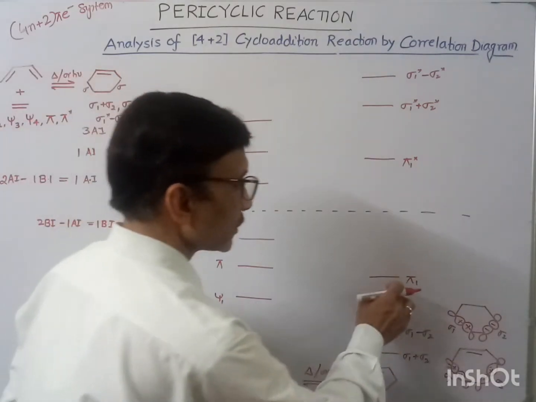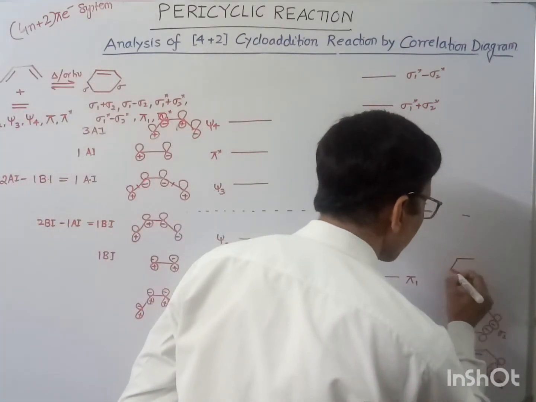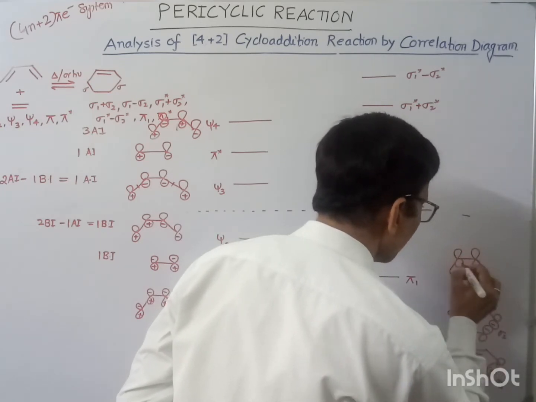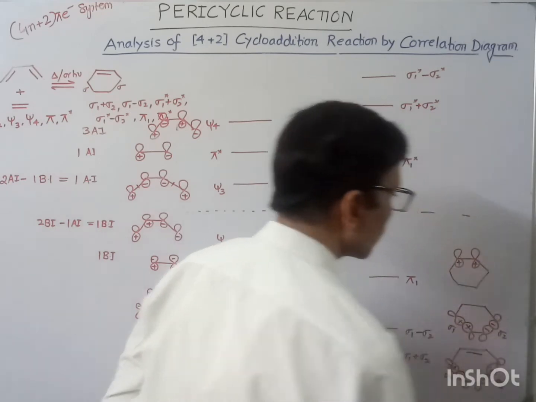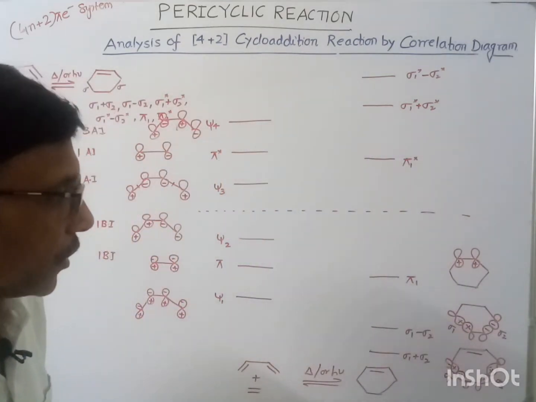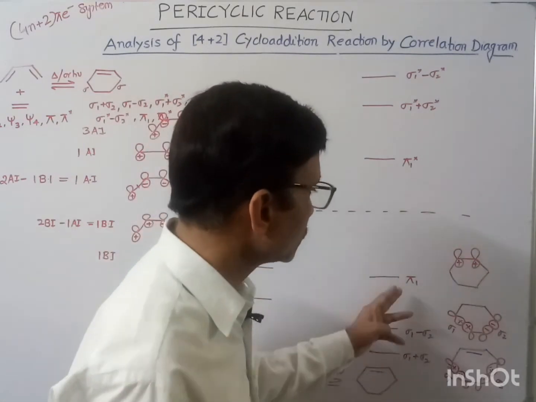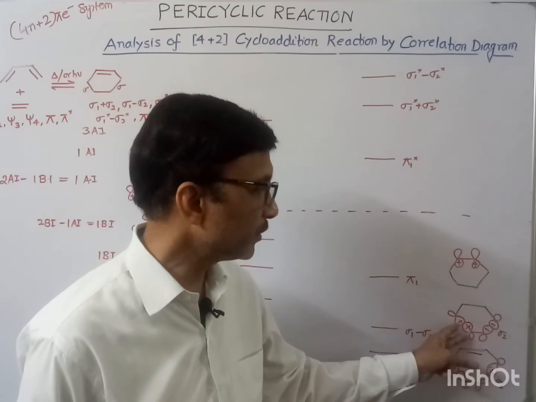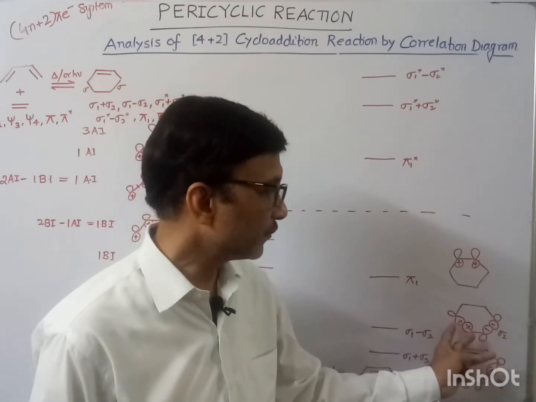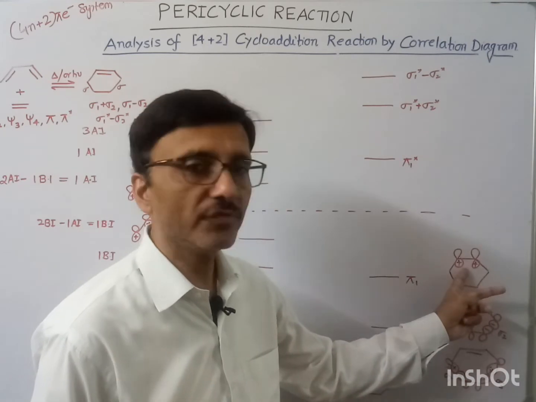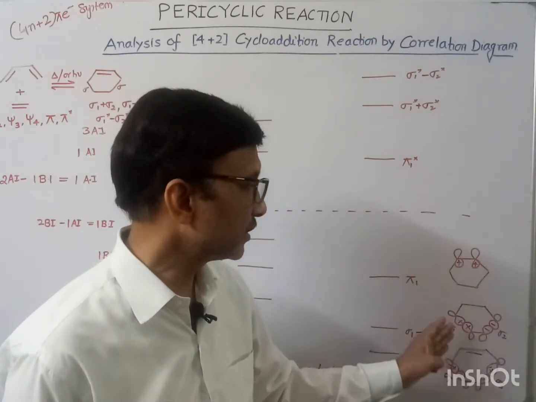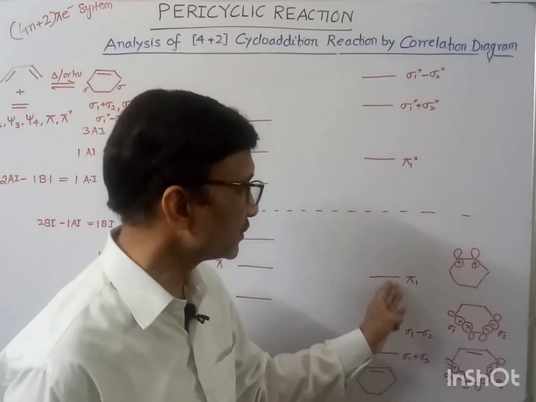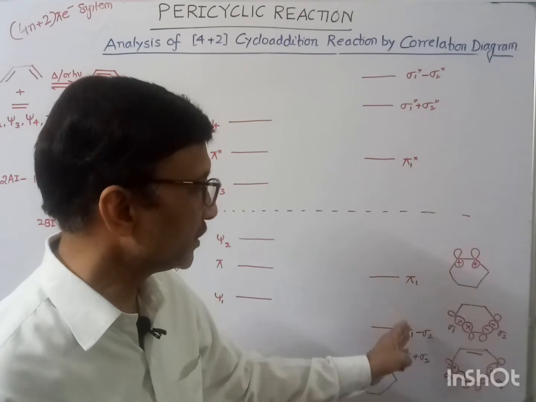Then about this pi 1, if we see this pi 1, this would be our pi 1 plus plus. Now, no doubt, if we compare this pi 1 with this sigma 1 minus sigma 2, here you may see two bonding interactions, this one and this one, whereas here we may see only one bonding interaction. That's why this molecular orbital, being the more stable orbital in comparison to this one, is below, and this is above.